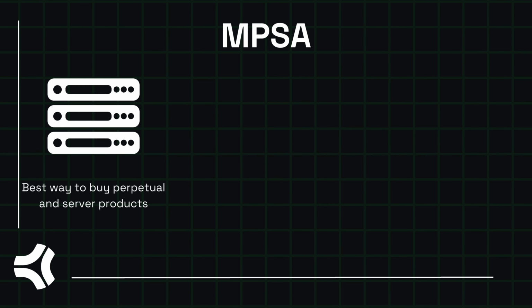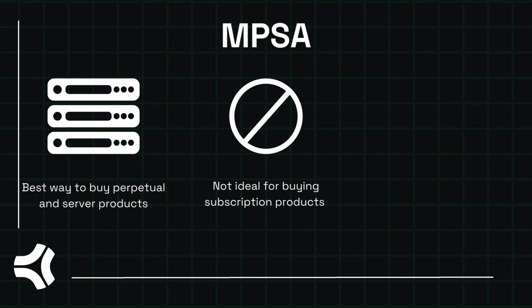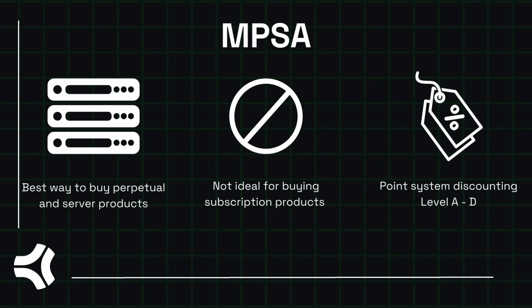MPSA stands for the Microsoft Product and Services Agreement. It's one of the best ways of buying perpetual software and on-premises software. The MPSA agreement does allow you to purchase cloud products, but it's not the best vehicle for that. CSP is much better suited most of the time to purchasing cloud subscriptions. And what's nice about MPSA is that you can get more discounts over time. It kind of works like a loyalty program.